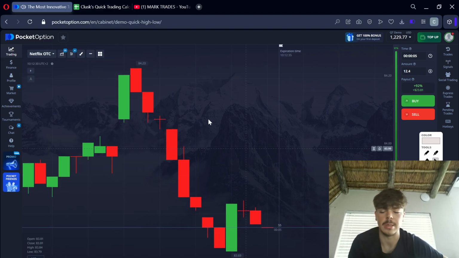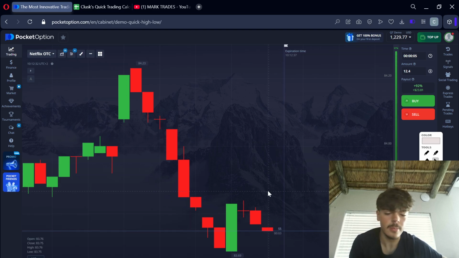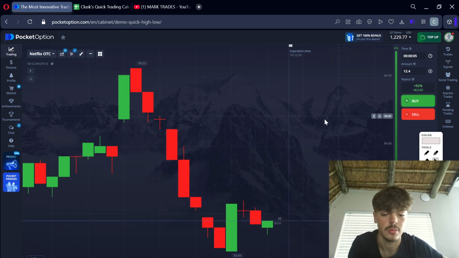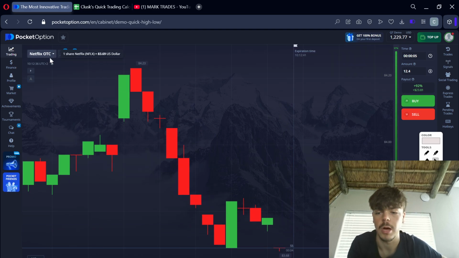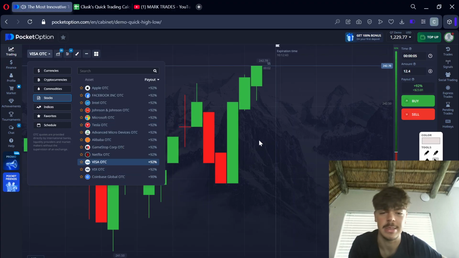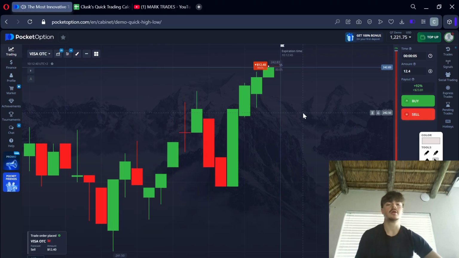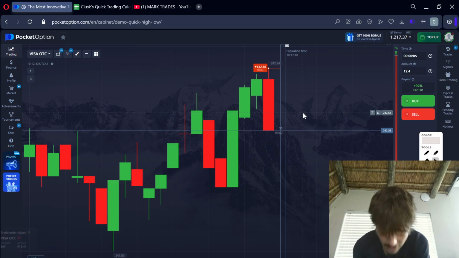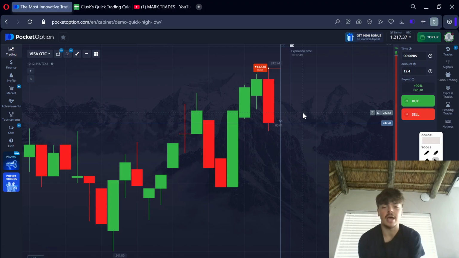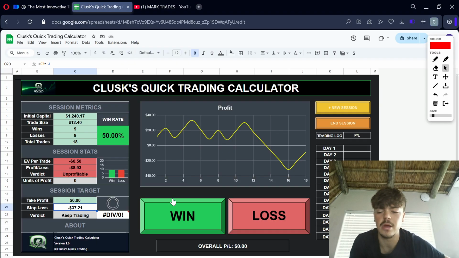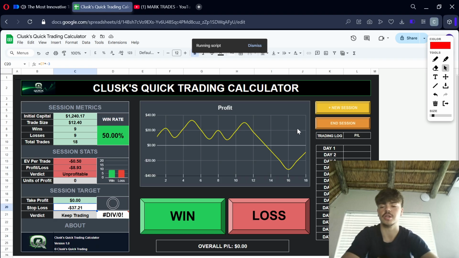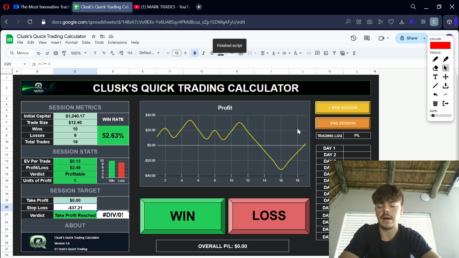Let's see if we can just get this back to break even and call the session. Wow, that gap was ridiculous. Here we go. Okay, come on. Let's do it. Let's do it. Yes! Yes! Okay, this is the mediocre strategy, guys. Very mediocre strategy. Pretty much a break even. Yeah, take profit reached. Just the break even.